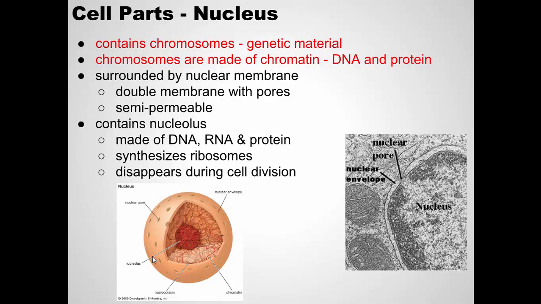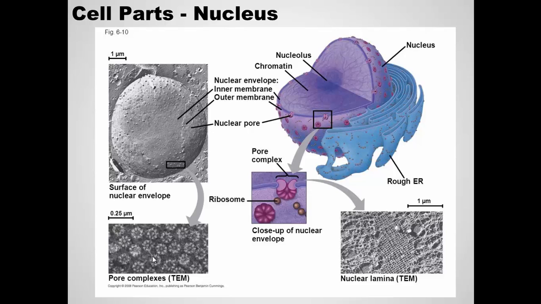So within the nucleus is this part called the nucleolus. The nucleolus is made of DNA and RNA and protein, and its job is to actually make the ribosomes. Ribosomes are produced here. If we look at a sort of diagram here of the nucleus, the nucleolus often looks like a darker area within the nucleus.